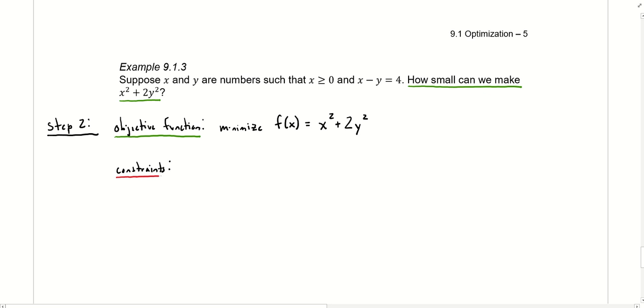And when it comes to constraints, these are more about the specific values of x and y. So x has to be greater than or equal to 0, and x minus y has to be equal to 4.